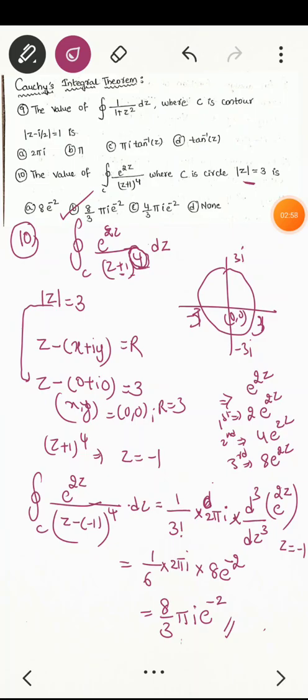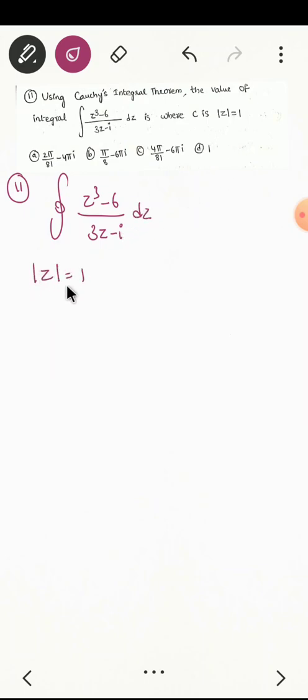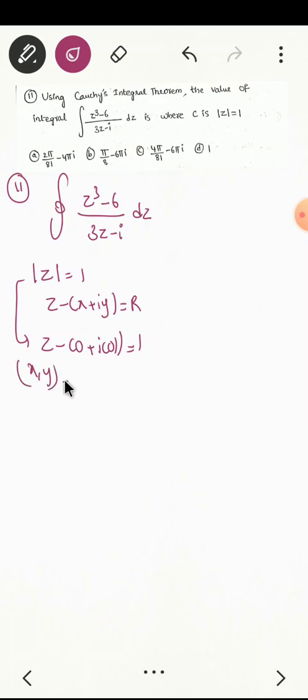Okay, let us solve problem number 11. Using Cauchy's integral theorem, they are asking for the value of the integral of (z cube minus 6) by (3z minus i) dz, where mod z equal to 1. Mod z equal to 1 means compare with |z minus (x plus iy)| equal to r. This I can write as z minus 0 plus i into 0 equal to r, and r is 1. So the center (x, y) is (0, 0) and the radius is 1.